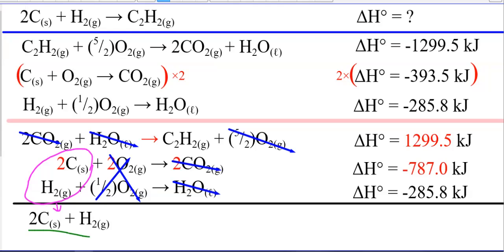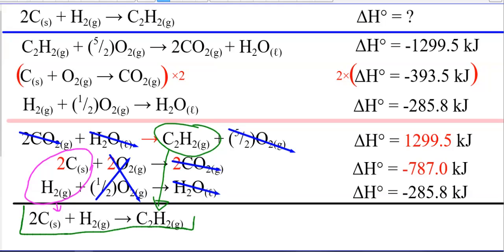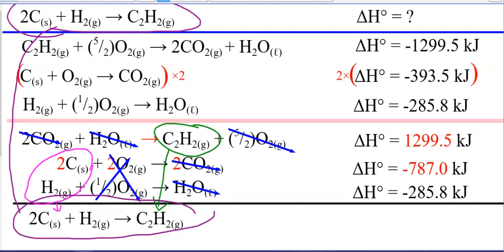So I write those out. And on the product side, I have just your simple ethyne. So once you've matched, and this is very important, once you've matched the chemical equation as the original desired chemical reaction that you were looking for, then you know you have properly balanced and manipulated your reaction mechanism. Once you know you've properly balanced your reaction mechanisms, you can just add up all your enthalpies after this.